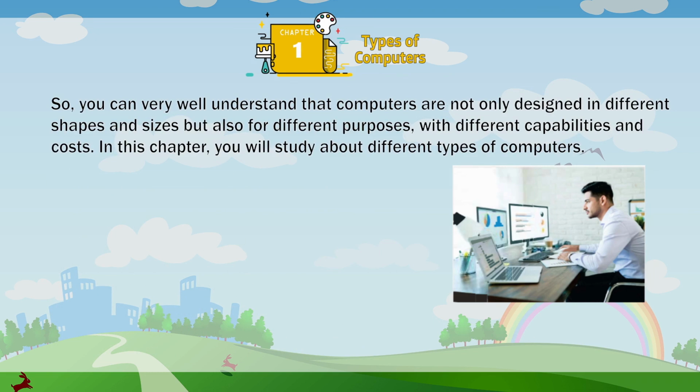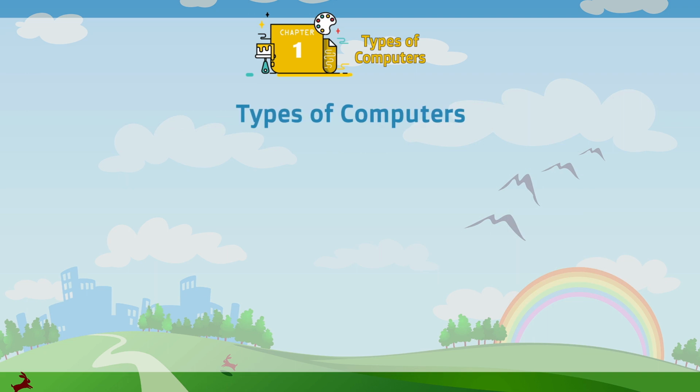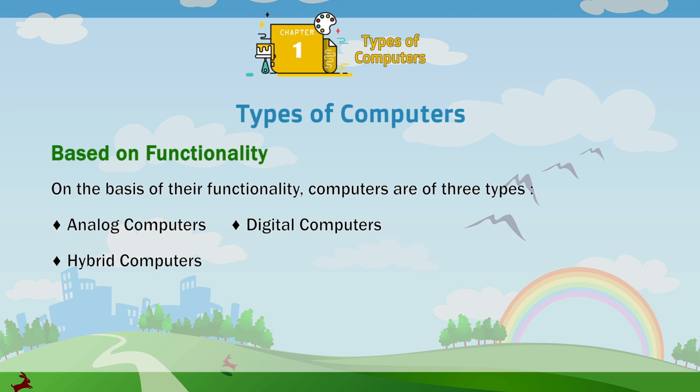So, you can very well understand that computers are not only designed in different shapes and sizes, but also for different purposes, with different capabilities and costs. In this chapter, you will study about different types of computers. Types of computers based on functionality. On the basis of their functionality, computers are of three types: analog computers, digital computers, and hybrid computers.